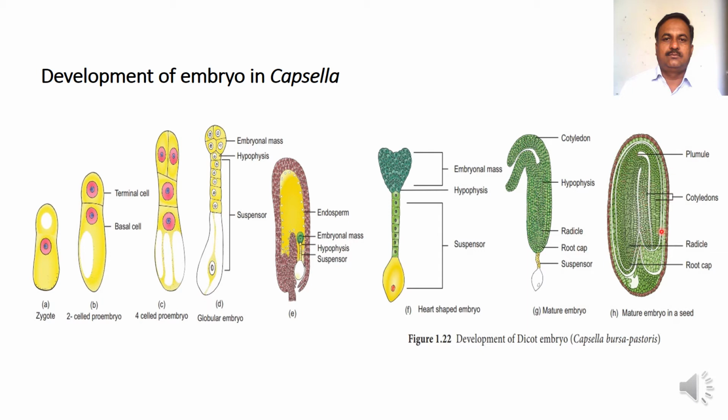Finally, inside the seed, the embryo is embedded in this way. This is the plumule. These are the cotyledons. Here is the radicle, and here a root cap is present. This is the entire structure of a typical mature embryo, or a typical seed that contains a mature embryo.